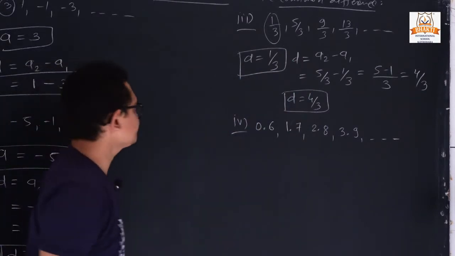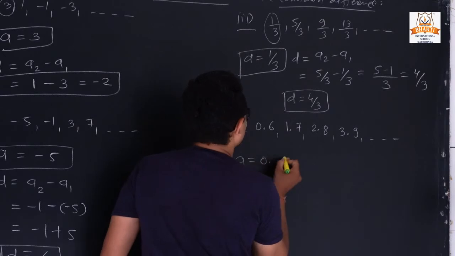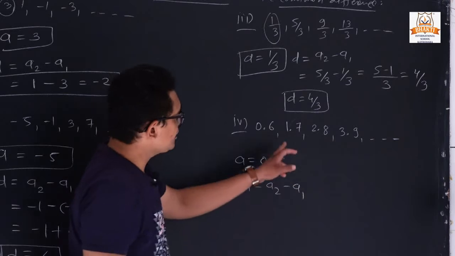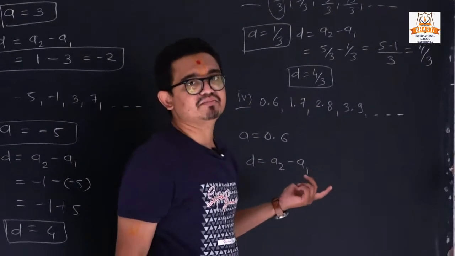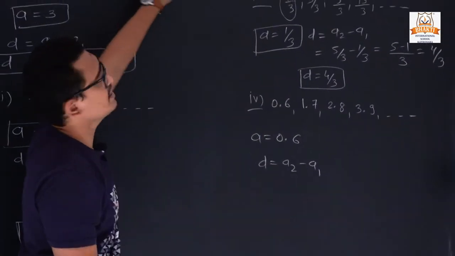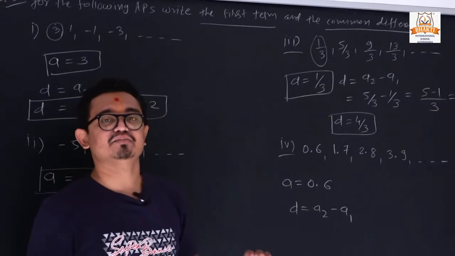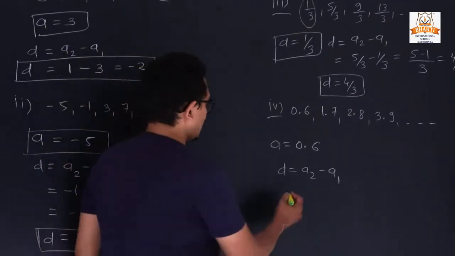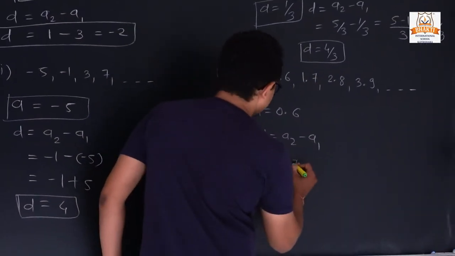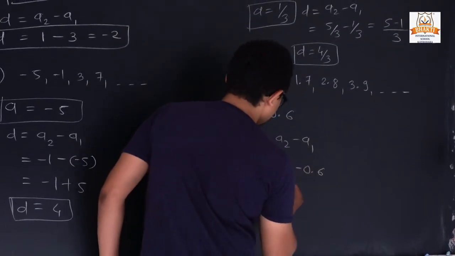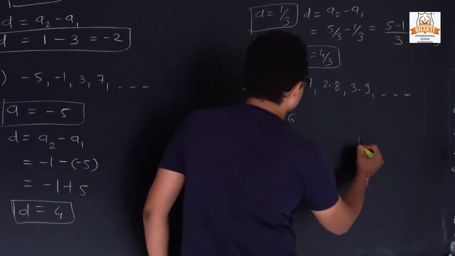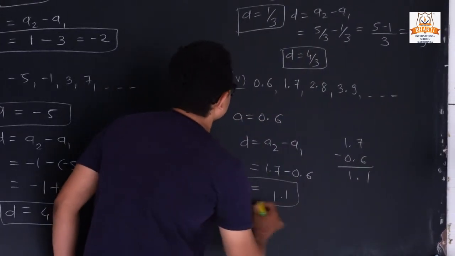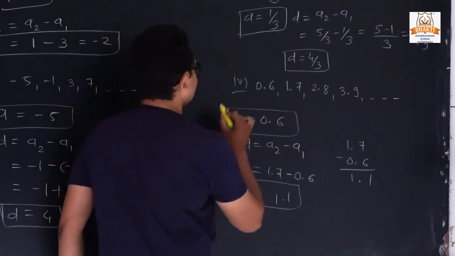Now the last question. What is A? 0.6. And how can we find D? Second term minus first term. If you use third minus second, it will be the same, because they already say it is an arithmetic progression. So the difference remains the same whether you take second minus first or third minus second. 1.7 minus 0.6, so the answer is 1.1. So the difference is 1.1 and the first term is 0.6.